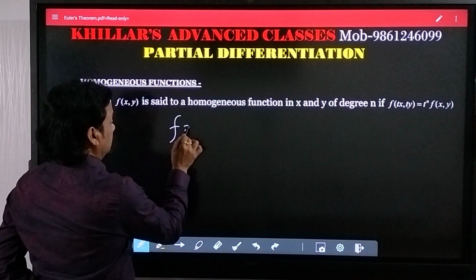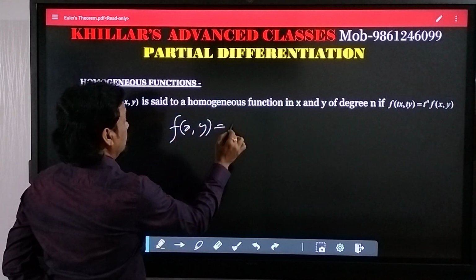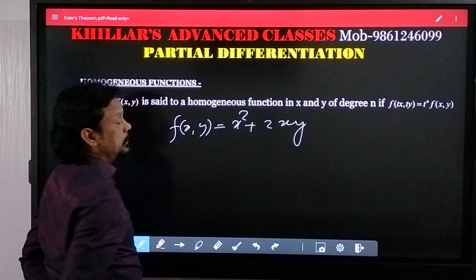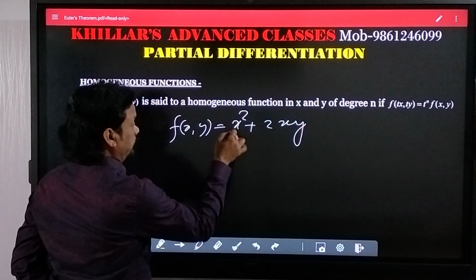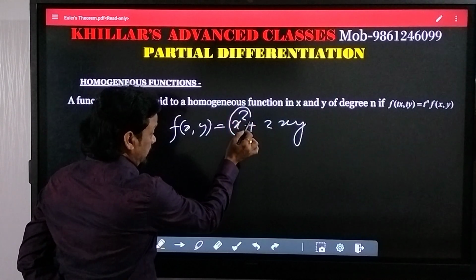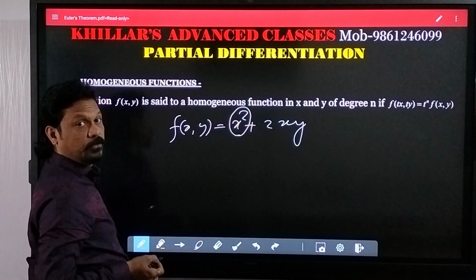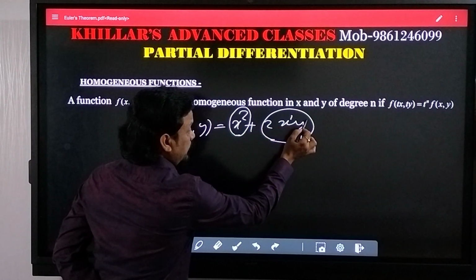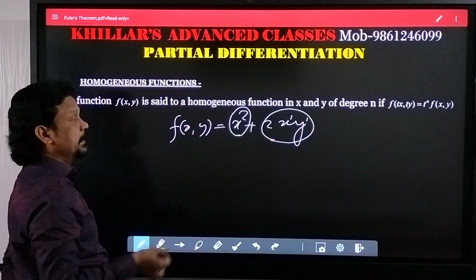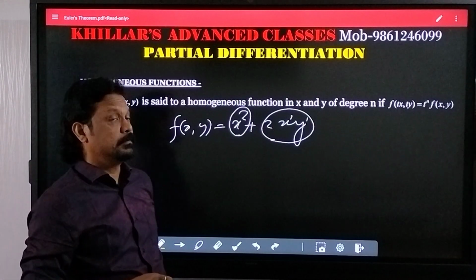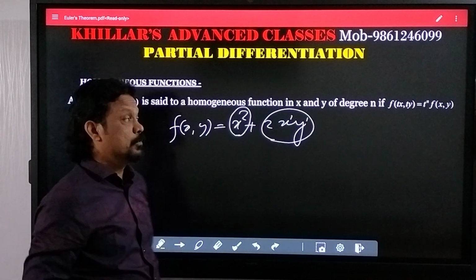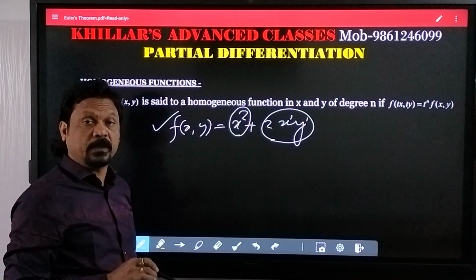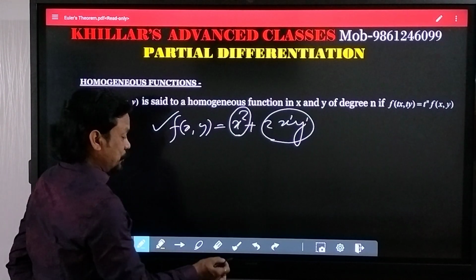Here, see here, f of x, y is equal to x square plus 2xy, the function which I have written in the previous example. This is of degree 2. This is also of degree 2 because 1 plus 1 is 2. That means each term is of degree 2. So the given function is a homogeneous function in x and y of degree 2. Okay.